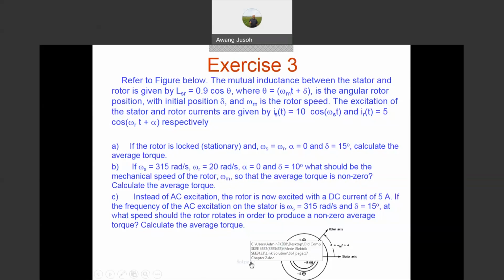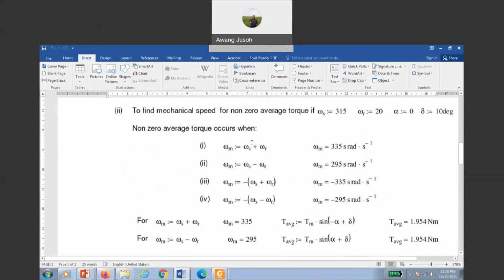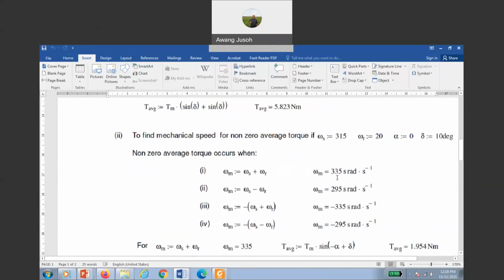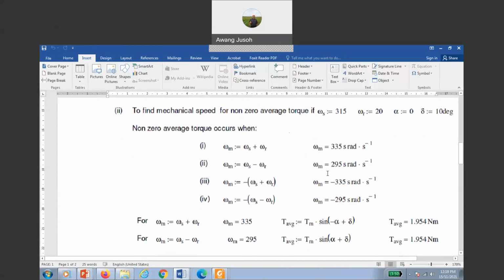So there are two speeds that create torque for the motor, plus and minus. Ws plus Wr. When the motor speed is at 335 radian per second, we have torque. And when the speed is negative, we get torque also, for the inverse rotation. When the speed is negative, we get torque. That's simple. So this is the mechanical speed that produces torque in the machine.